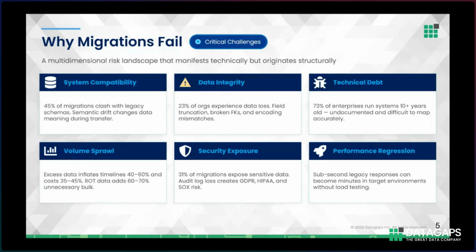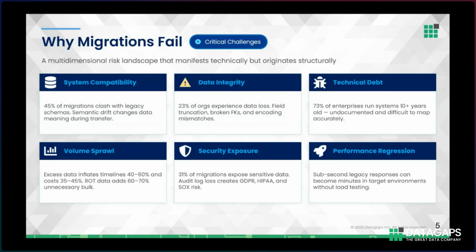This is particularly insidious because the failure is often silent. A field called, say, grand total in the source system may migrate technically cleanly, but the target system interprets it differently, and that error only surfaces weeks later when a business analyst notices that the reports don't balance. It's an expensive discovery to make after the cutover happens.